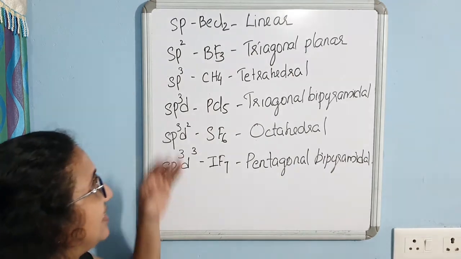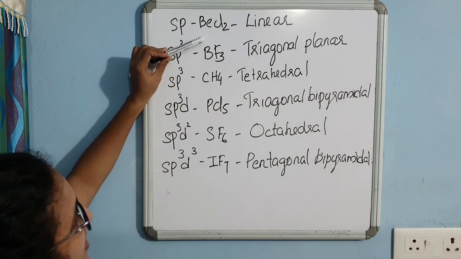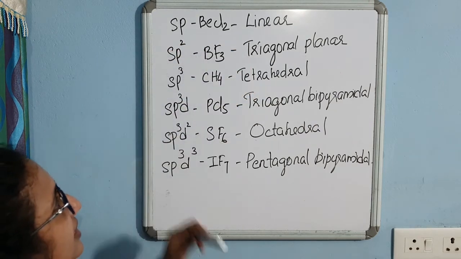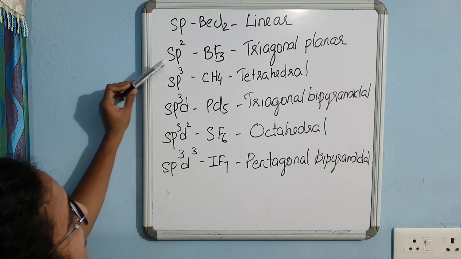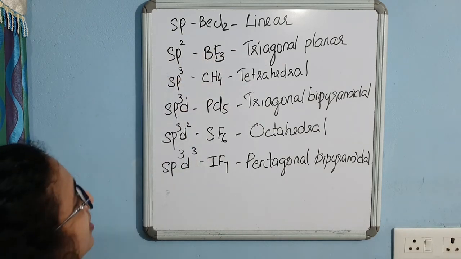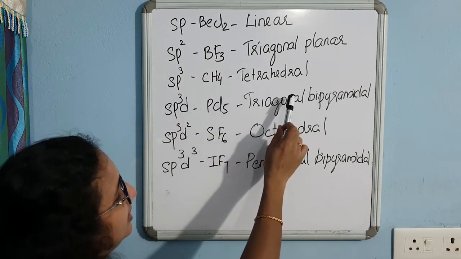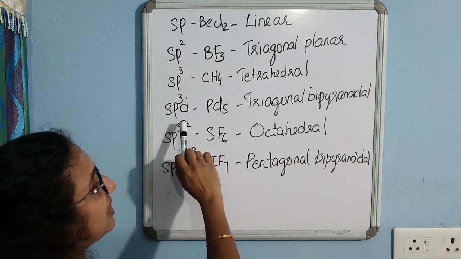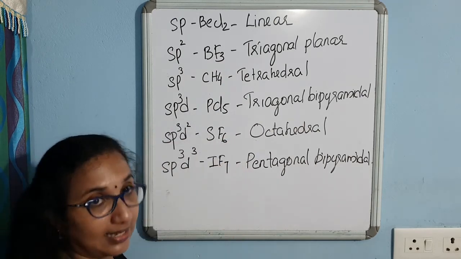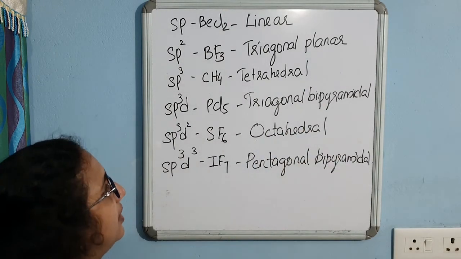Okay, so let's compile it in this way. We have sp hybridization, example beryllium chloride, with linear geometry and a bond angle of 180 degrees, and sp2 hybridization, typical example BF3, trigonal planar geometry. Sp3 hybridization, example methane, tetrahedral geometry, and for sp3d we have 5 orbitals, so PCl5 as the example, and its geometry will be trigonal bipyramidal.